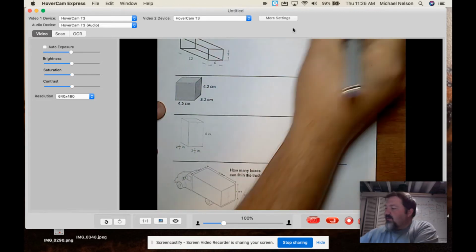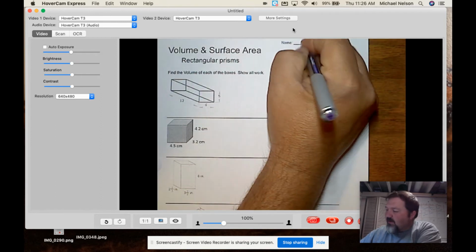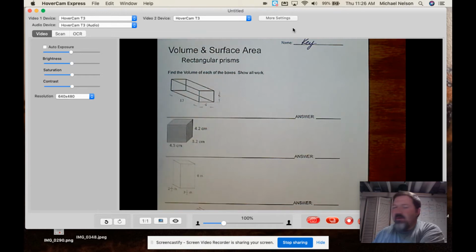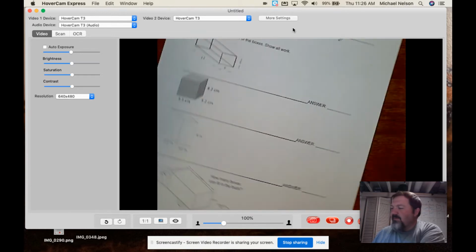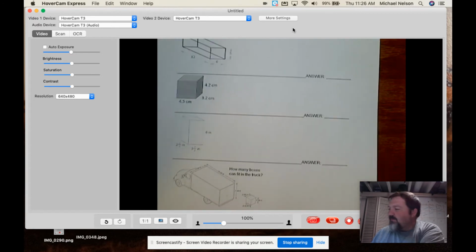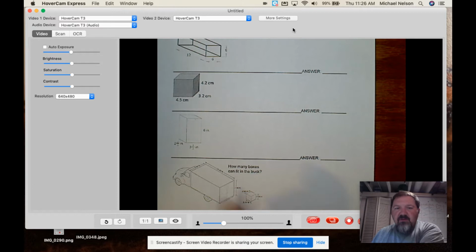All right, so this is my key, and I'll put my name on it. By the way, it does help when you put your name on every page in your packet, because I take them apart, put them in stacks, and then I grade the individual papers all together. So I'll grade every 6th grader's volume and surface area page once, and then I'll flip it over and grade the other one, which this is only a one-sided paper, but it helps when you put your names on all of them.